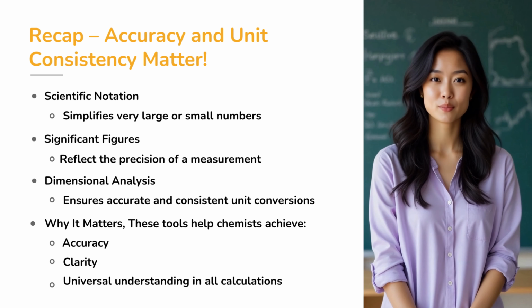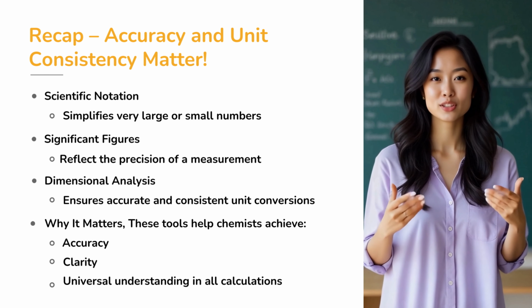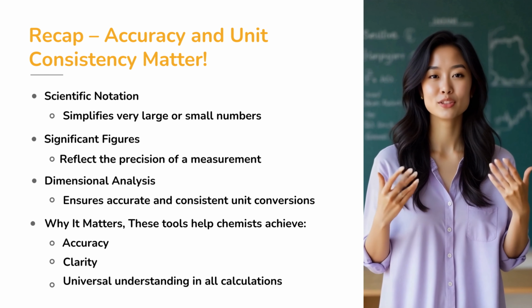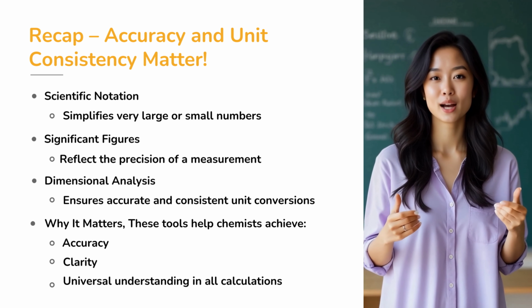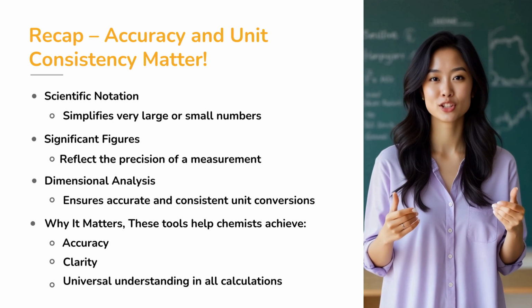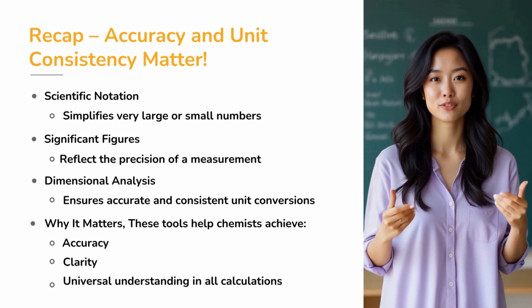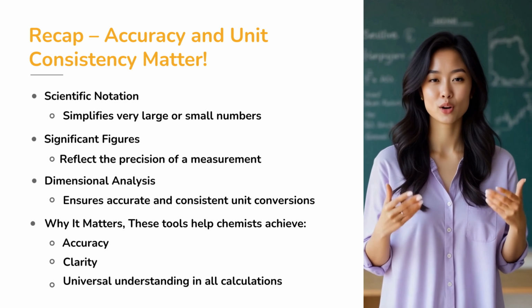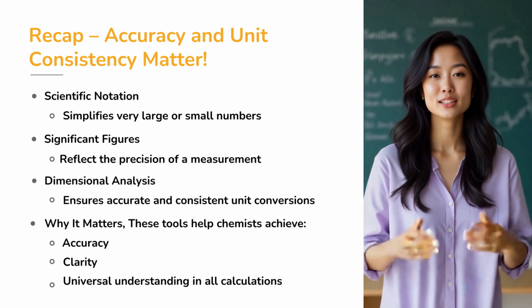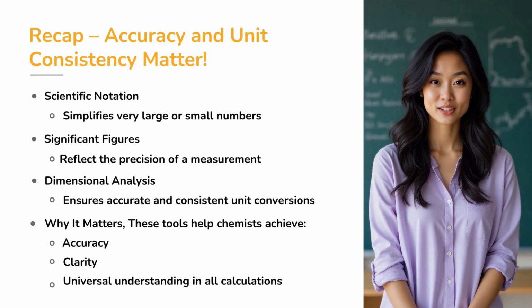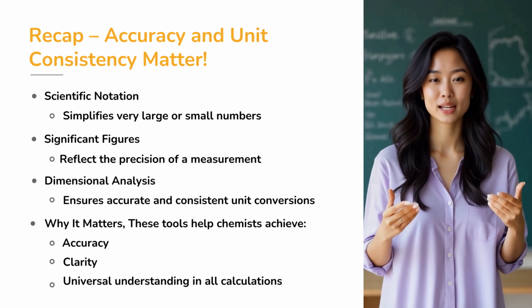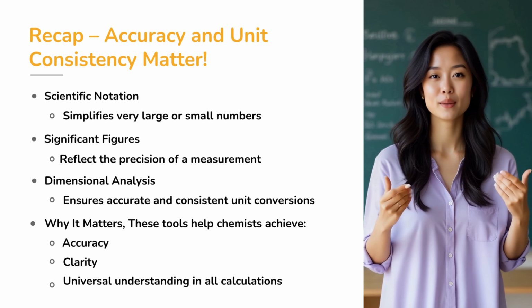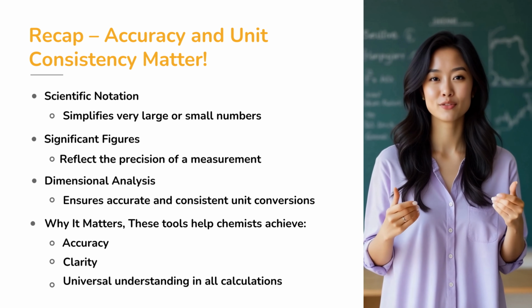In summary, we've explored 3 essential tools every chemist relies on: scientific notation to simplify extremely large or small numbers, significant figures to reflect the precision of a measurement, and dimensional analysis to ensure accurate and consistent unit conversions. Together, these tools help chemists maintain accuracy, clarity, and universal understanding in every calculation.